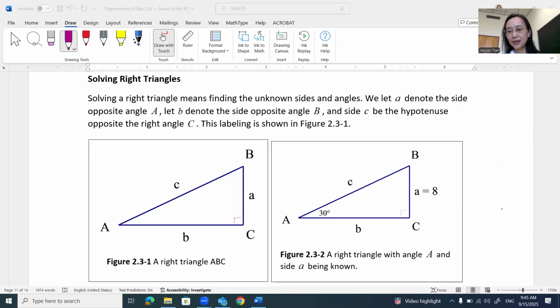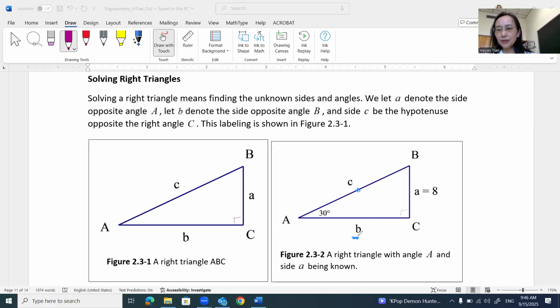Sometimes you have more than one option, because for this right triangle, before you get the length, the leg b, suppose you want to find c first, you can. Even if you do not know b, you can still find c first, because a is given.